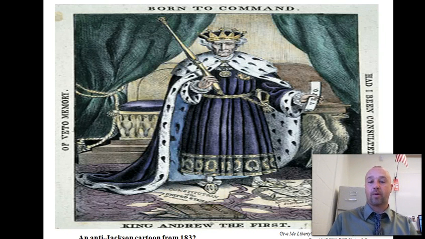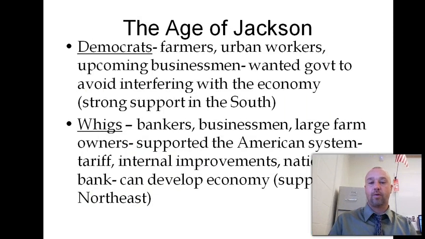The Whigs are the party that is going to unite against Jackson, calling him King Andrew I. The Whigs were a political party of England, and that's where the name comes from, because in England the Whigs opposed the king, while here in America they opposed Andrew Jackson. So these Democrats are your farmers, your urban workers, your upcoming businessmen. They want the government to avoid interfering with the economy. So there was a strong support in the South for Jackson.